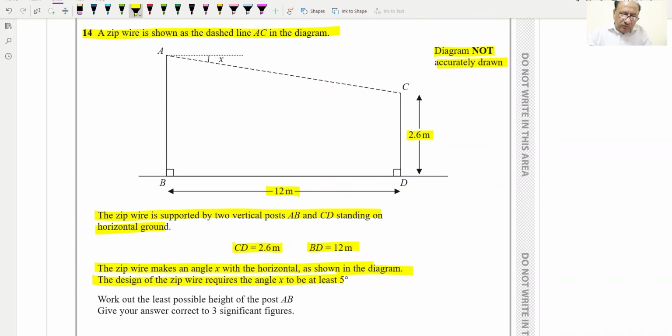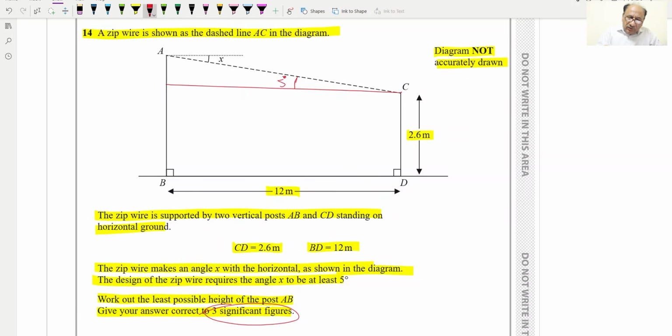So if we draw a horizontal line from here, like this one, this angle should be 5 degrees. This is the information we have so far. Now what we have to do is work out the least possible height of the post AB and give your answer correct to 3 significant figures. This is also important. The answer should be in 3 significant figures.